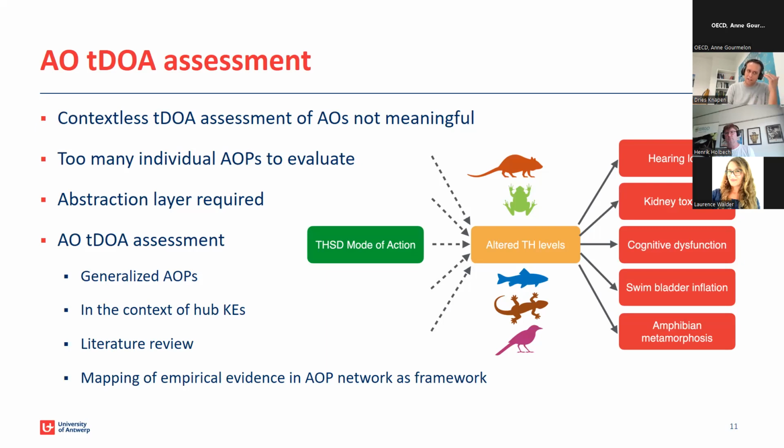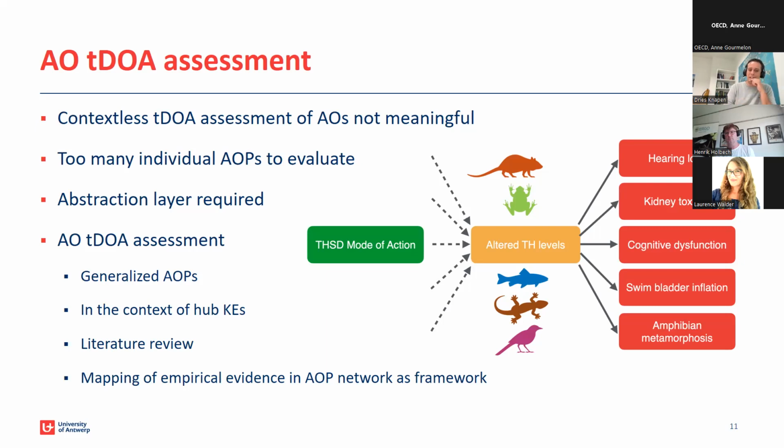So we needed some kind of abstraction layer to approach this, to simplify the network, basically, to allow us to assess the adverse outcome taxonomic domain of applicability in this specific toxicological context. So we generalized the AOPs, as you can see conceptually in this figure, and we tried to come up with generalized AOPs that placed these adverse outcomes in the context of the hub key event.